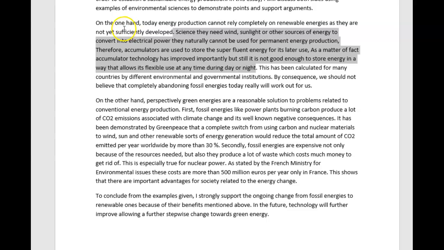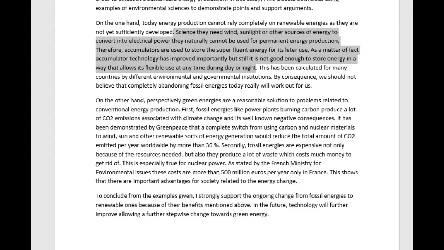So like I said, the central idea is that a lot of this technology is not developed and that abandoning fossil fuels completely is not such a great idea yet, but I don't understand any of the in-between part, okay? So let's look at your next body paragraph.